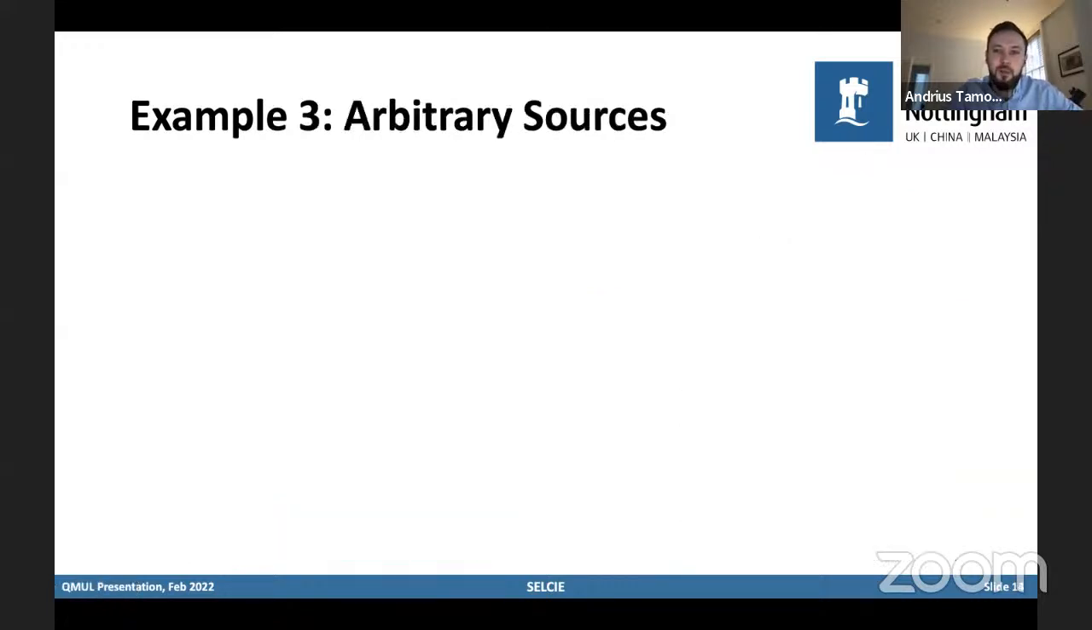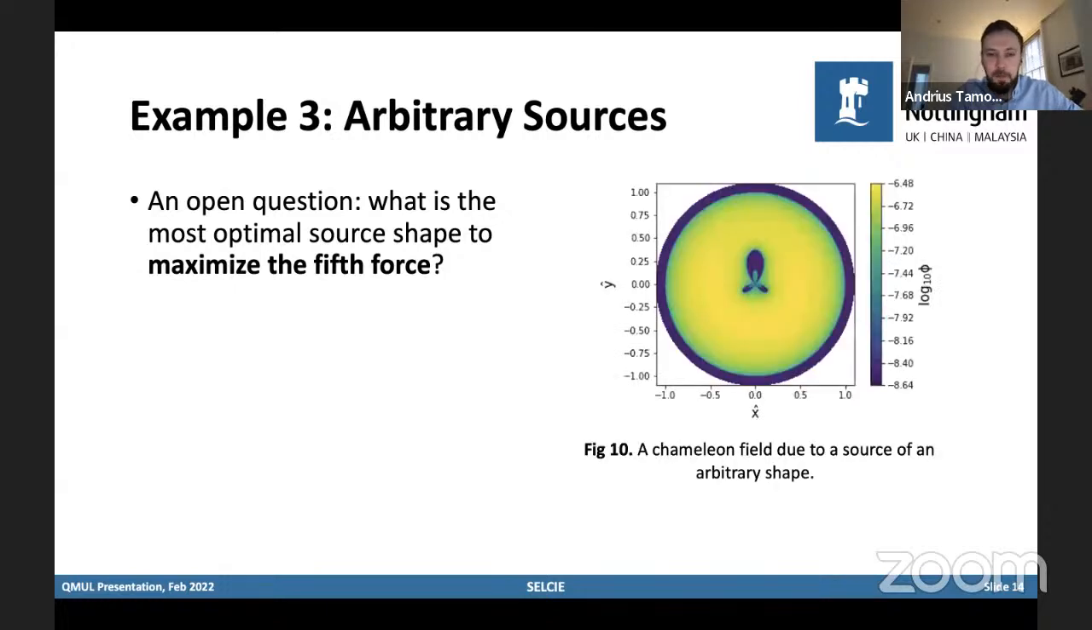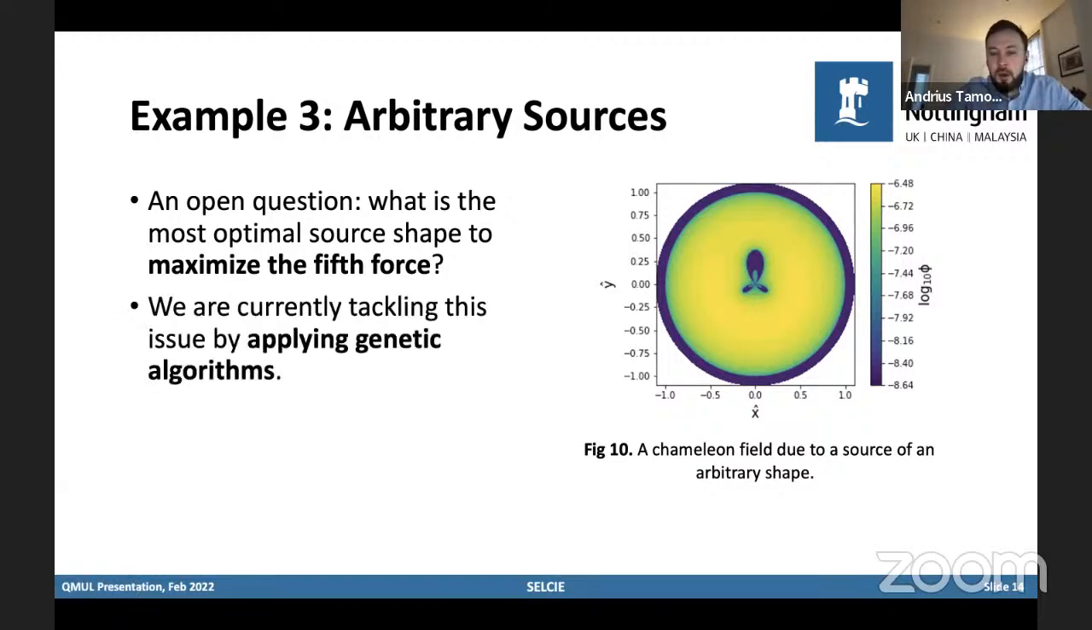So actually a more general question is, what would be the most optimal source shape to maximize the fifth force in these types of experiments? Let's say we have something completely arbitrary. In this case, we generated this using Legendre polynomials, some very complicated shape. You can find the field profile for that quite easily with our code once again.